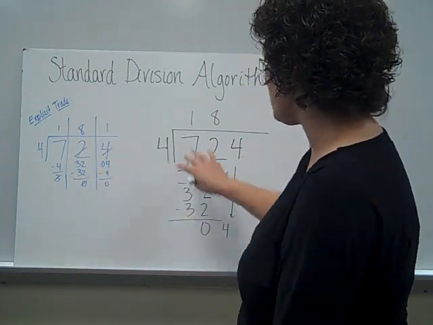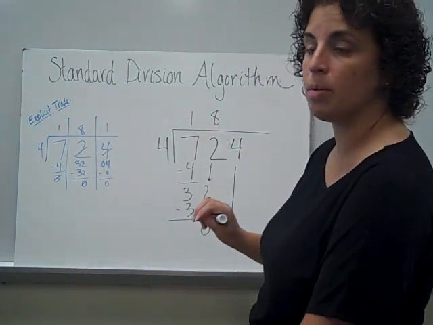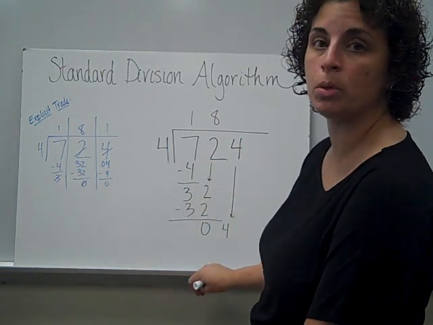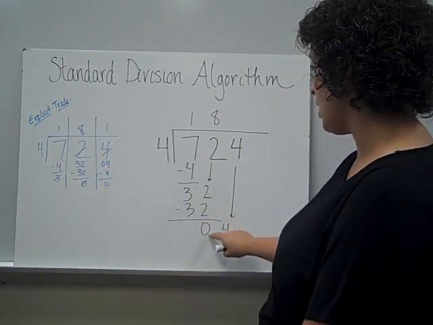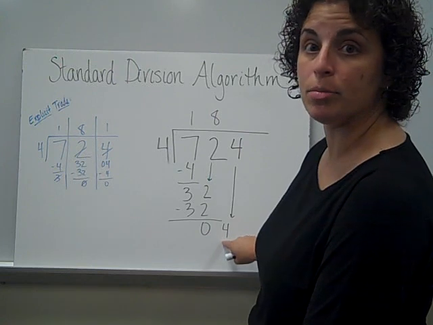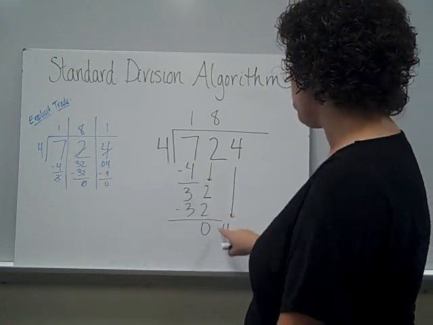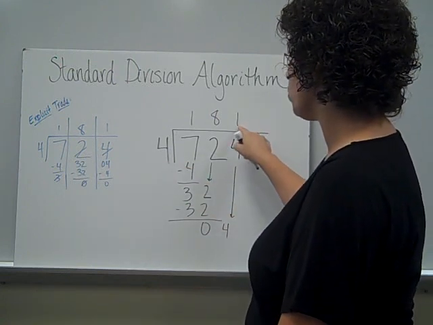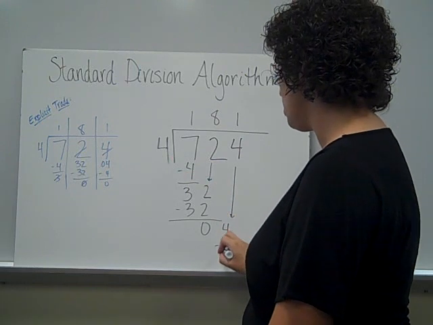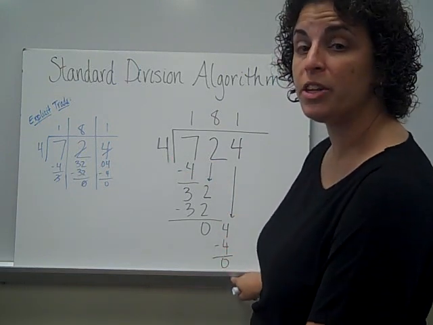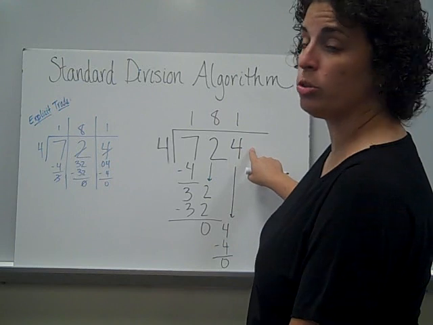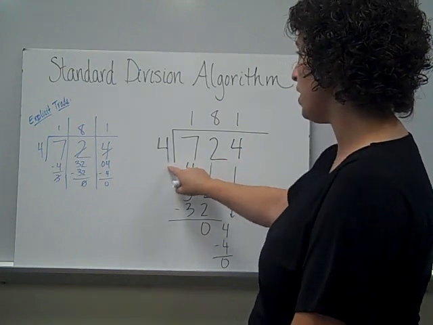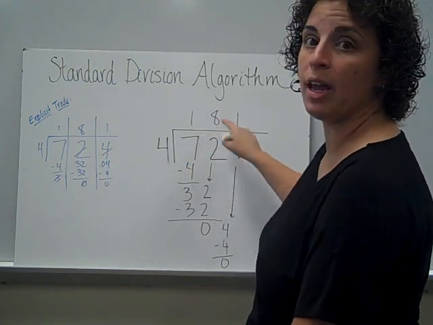In the ones place, I just don't have the columns to keep me nice and organized. I'm simply bringing down the digit to create a new number after I have subtracted. Okay, so 4 will go into 4 one time because 1 times 4 is 4. When I subtract, there is nothing left. So the quotient for 724 divided by 4 is 181.